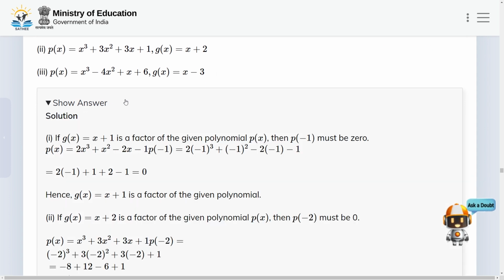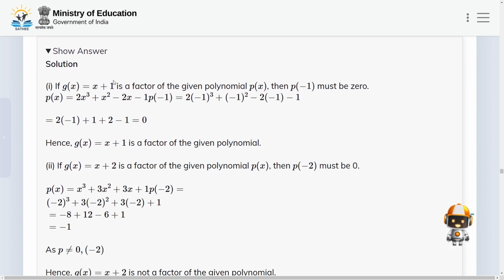So let us use this factor theorem. If g of x equal to x plus 1 is a factor of the given polynomial p of x, then p of minus 1 must be 0. Here p of x is equal to 2x cube plus x square minus 2x minus 1. So p of minus 1 is equal to 2 times minus 1 to the power 3 plus minus 1 to the power 2 minus 2 times minus 1 minus 1.